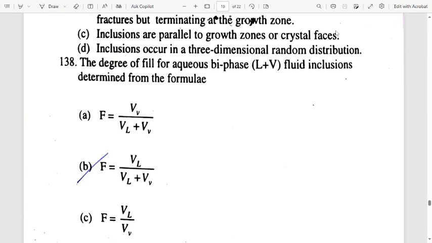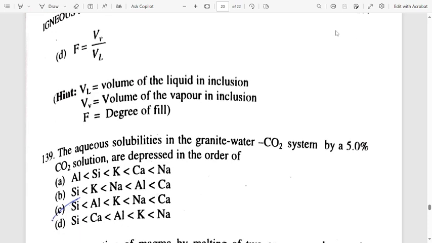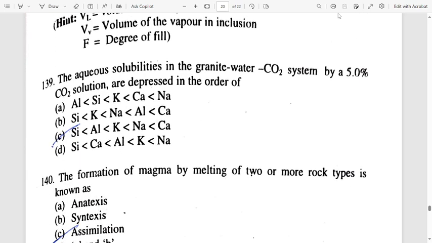The degree of fill for aqueous biphase L plus V fluid inclusions is determined from the formula F is equal to VL divided by VL plus VV. The aqueous solubilities in the granite water CO2 system via 5% carbon dioxide solution are depressed in the order of silicon, aluminium, potassium, sodium, and calcium.